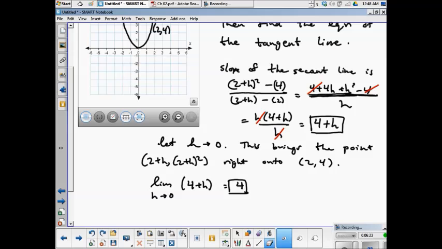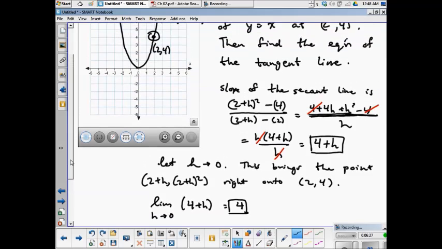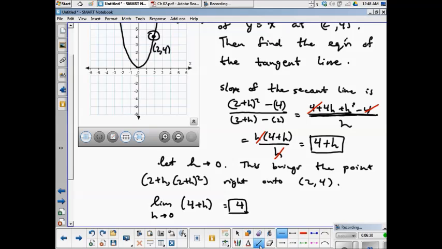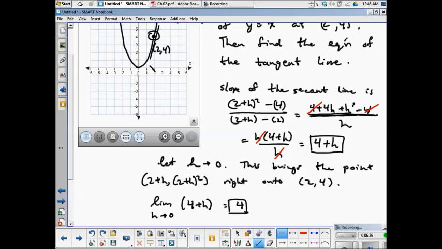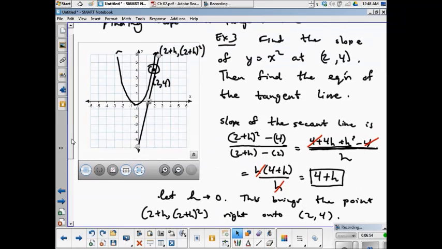Okay, this is a big deal. We just found the slope of that line that's tangent. This line here has slope 4.